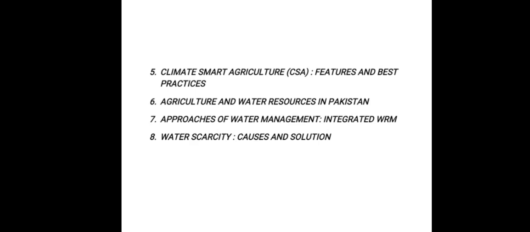Later on, you will learn about climate smart agriculture. You know, the recent devastating agricultural conditions are because of the catastrophic floods of 2022 in Pakistan, right? The consequences of which have severely damaged the agriculture sector. Therefore, we have provided the features and best practices for climate smart agriculture, for both colder climates and drought conditions, right?